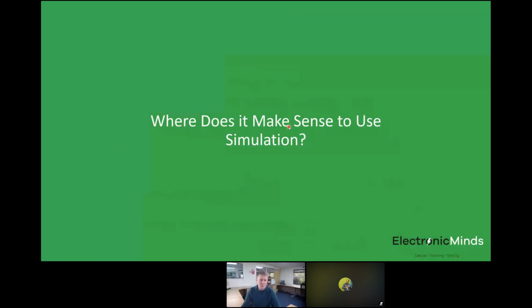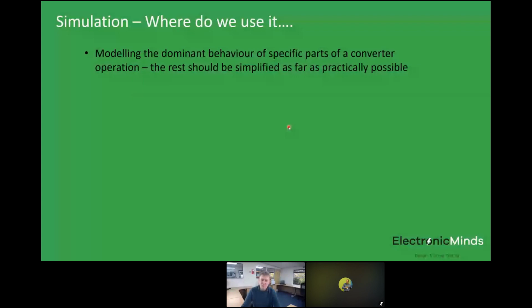So where do we think it makes sense to use simulation? As I said before, we tend to use it here for modeling specific parts of a converter's operation. And then when you do that simulation, you try and simplify the rest of the converter as far as practically possible.